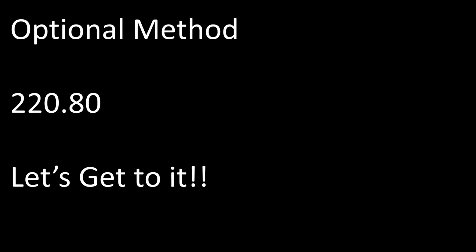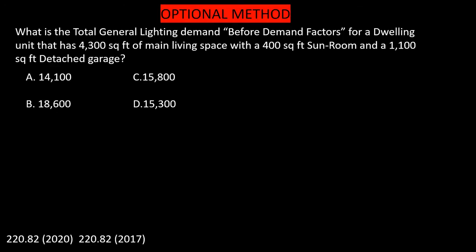Let's get to it. All right, we're going to do a general lighting demand calculation before demand factors. So we're just going to be dealing with the square foot VAs and the small appliance VAs. One thing I do want to note when you're doing the optional method, all of this original part is exactly the same as doing the standard method. So we just change gears. It's when we apply our demand factors and do our appliances that the game really changes. So let's go ahead and just refresh.